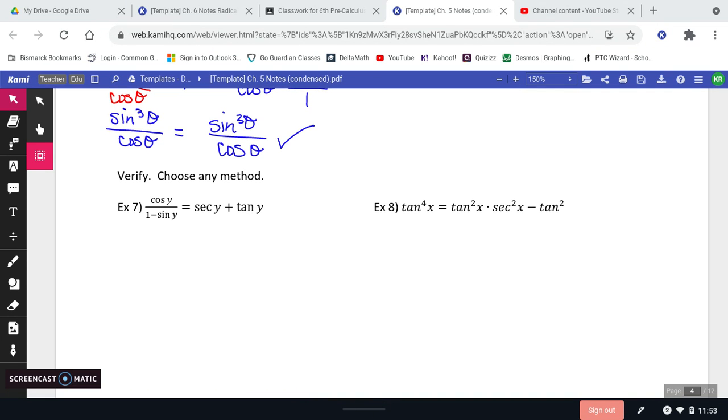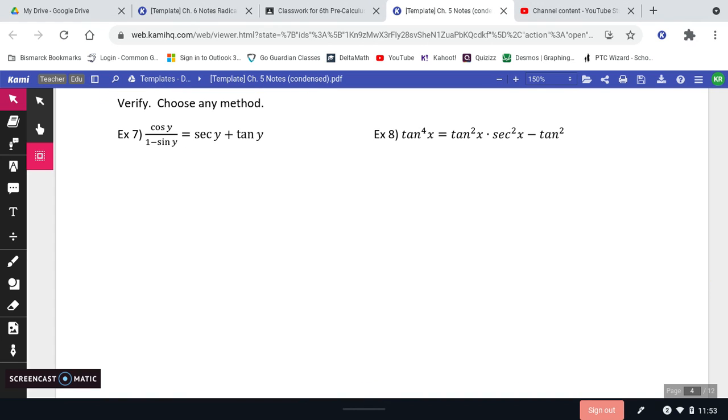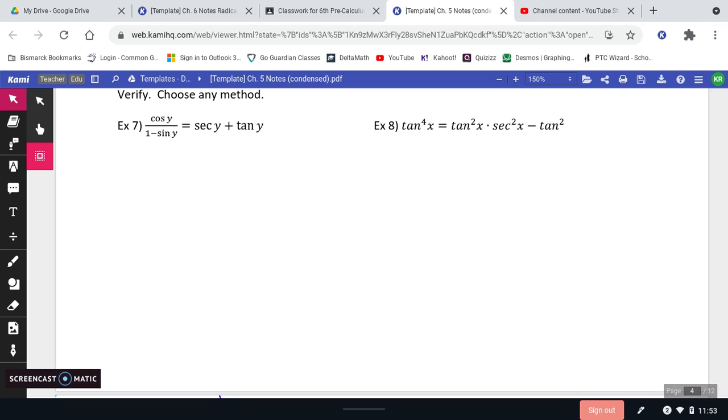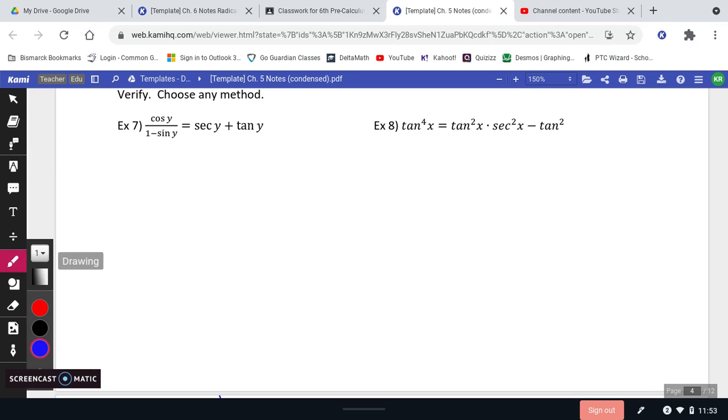Okay, we left off with examples 7 and 8, so I'm going to take just a few minutes and do these last two examples for you. Now, number 7, you might start on the right side on this one. Again, it doesn't matter. It's just whatever you see that you think might be helpful.